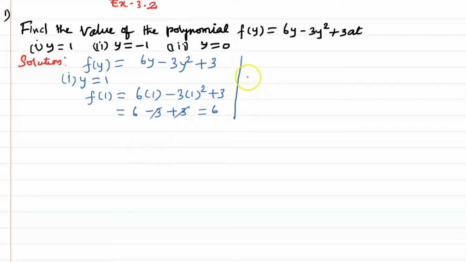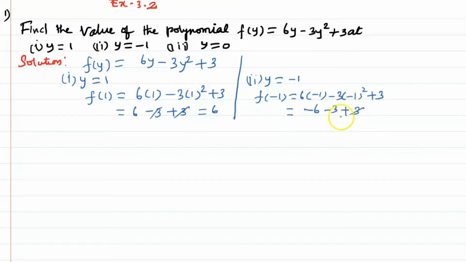Second, y is equal to minus 1. f of minus 1 is equal to 6 into minus 1 minus 3 into minus 1 whole square plus 3. 6 into minus 1 is minus 6, minus 3 into minus 1 whole square 1, so minus 3. So plus 3 minus 3 cancel, remaining minus 6.